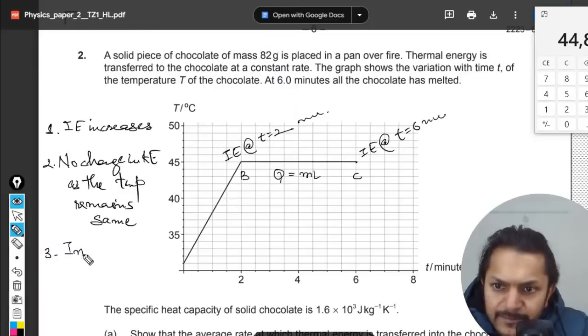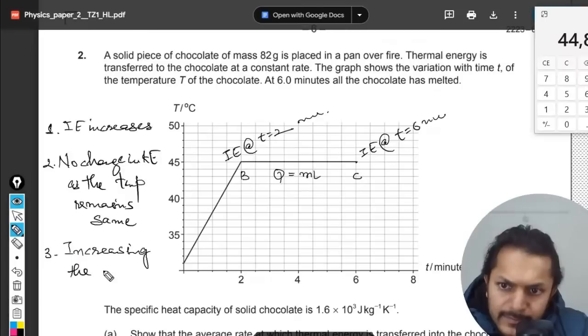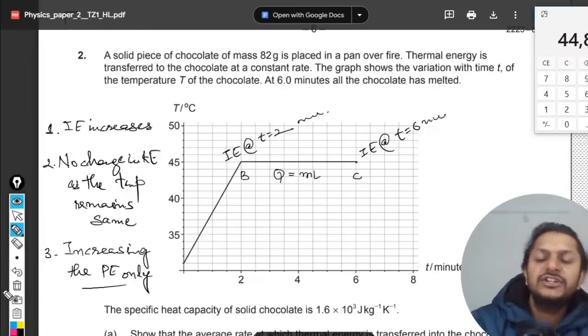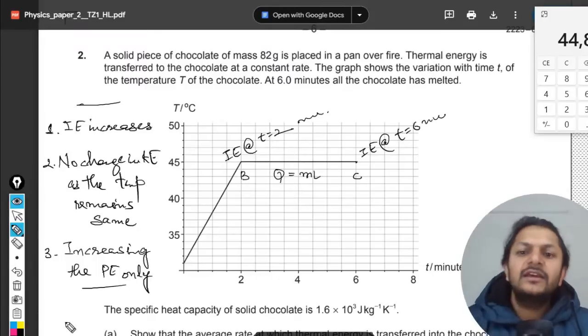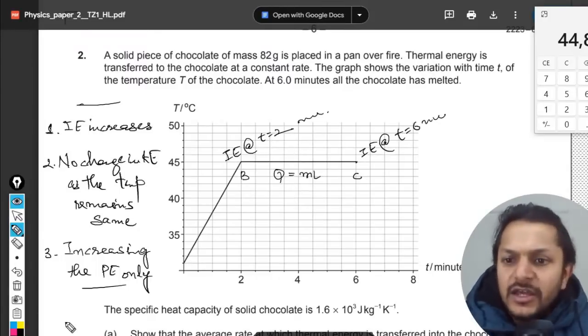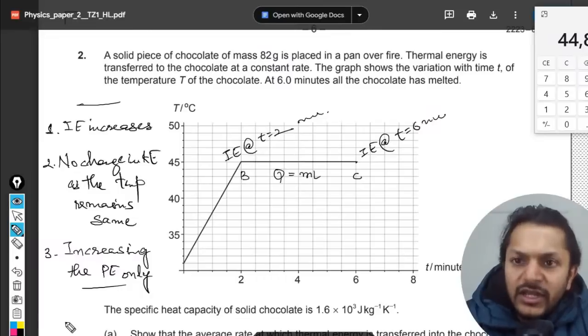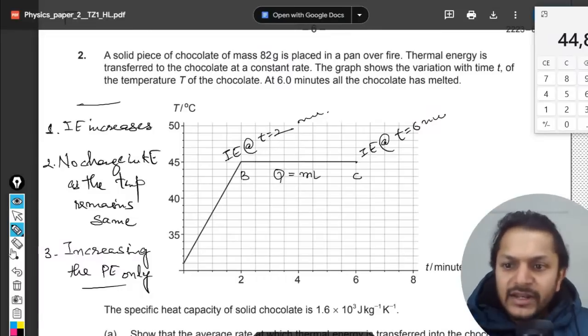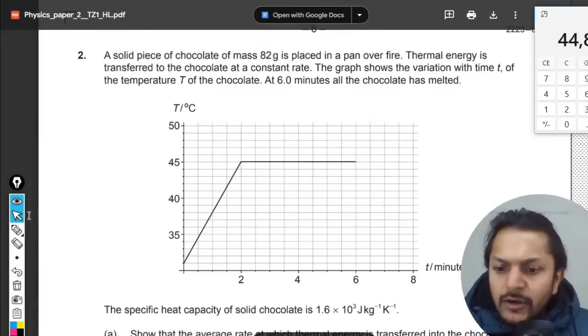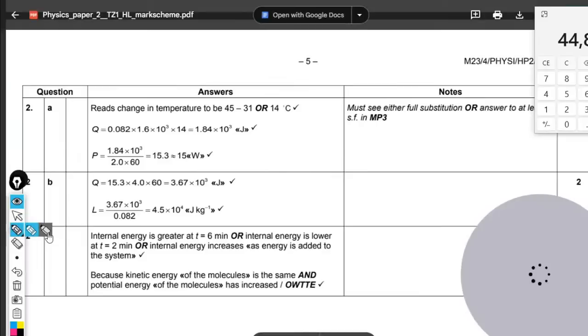So, we will say it is used in increasing potential energy only. So these are the three statements that we can make about the internal energy. This is what is happening. Let us go for the answer scheme now and see what is the answer that they have given.